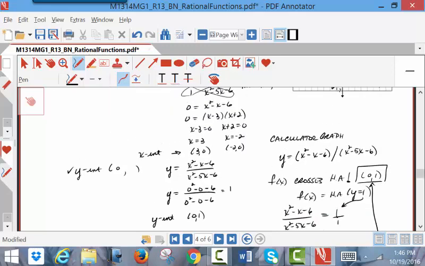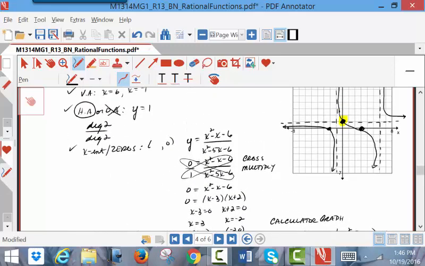And I showed it when I was graphing up here. I go, woo, there it is, and highlighted it. That is the point, 0, 1.